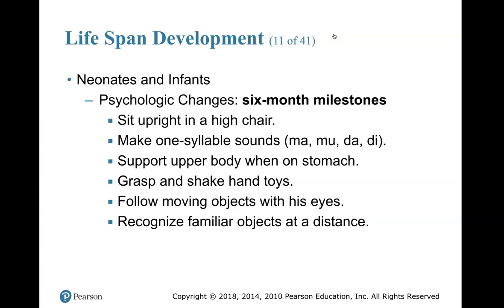At 6 months, they can sit upright in a high chair, make one-syllable sounds like ma, moo, daddy, support their upper body when they're on their stomach, grasp and shake hand toys, follow moving objects with their eyes, and recognize familiar objects at a distance.